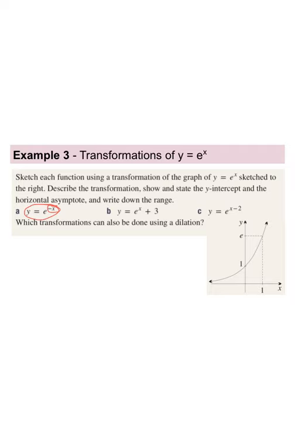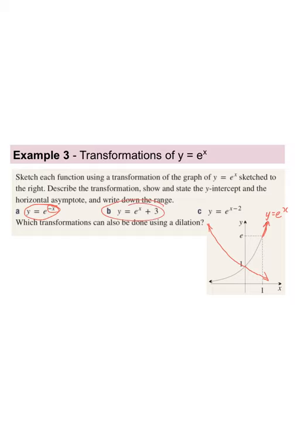So we said previously, what that will do is reflect this original function here that we've got drawn, y equals e to the x, reflecting that over the y-axis will give us a function that looks something like this. Have a look at part B. Now let's think about this.